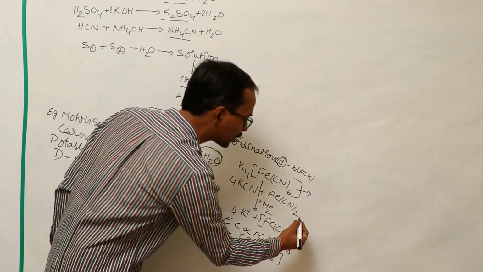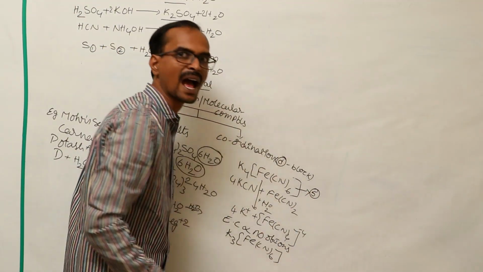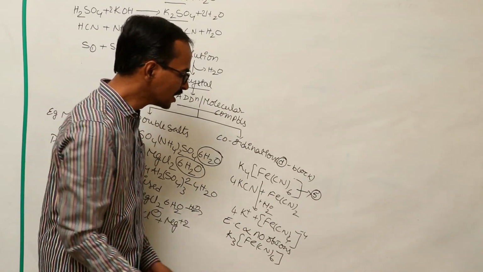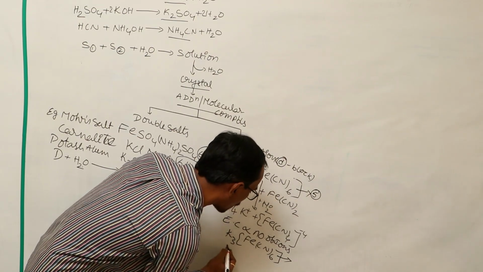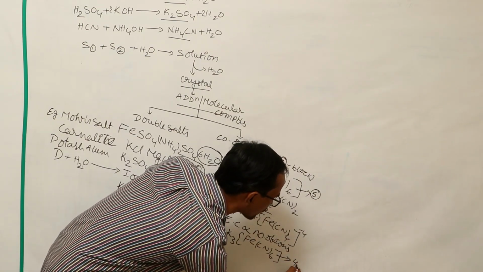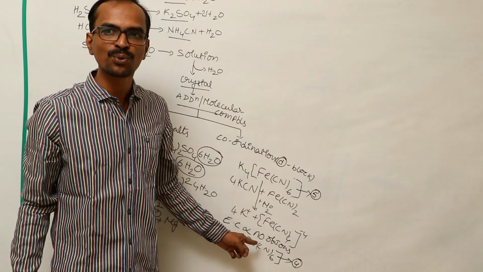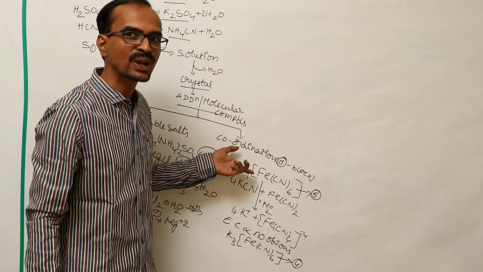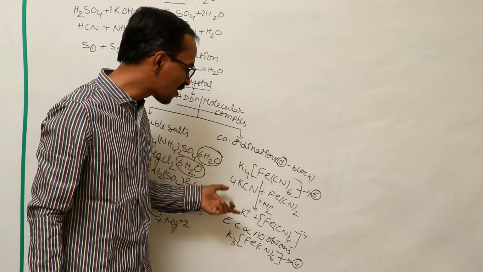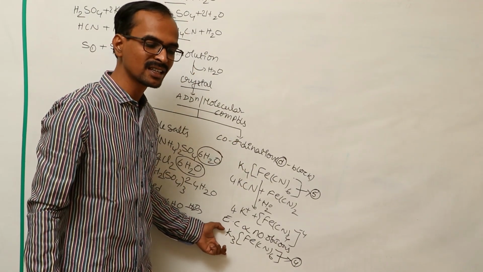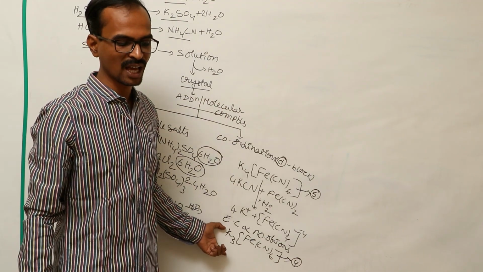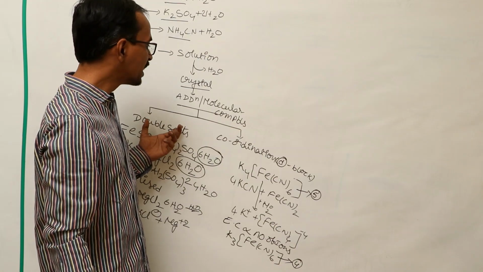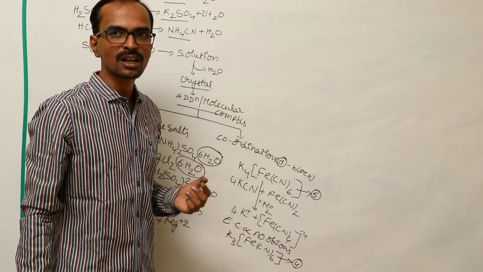That means a total of 5 ions are formed in the aqueous solution. Then if you take this complex, here it forms 3 potassium ions and 1 complex ion, so a total of 4 ions will be formed. So the electrical conductivity of potassium ferrocyanide is more than that of potassium ferricyanide, that is K3Fe(CN)6. Okay, these are the major differences between the double salts and coordination compounds.